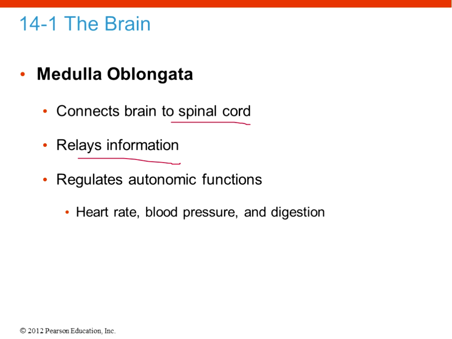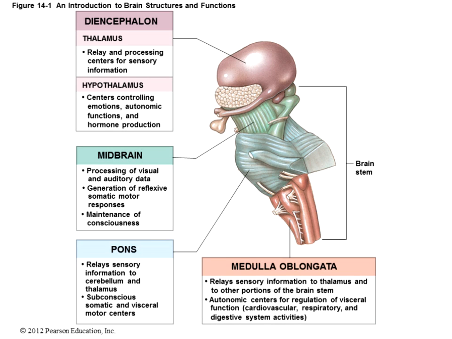It relays information from the spinal cord up, or from higher up down to the spinal cord, but also via cranial nerves it can regulate some autonomic functions like heart rate, blood pressure, and digestion. A lot of that is done through cranial nerve number 10, the vagus nerve, which you will be learning about coming up when you do the 4th lab unit.